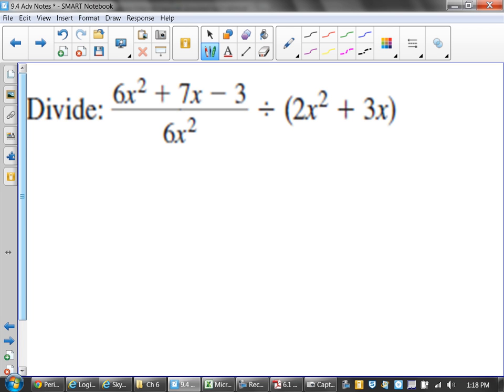Again, in this case, you have to remember how to factor stuff with leading coefficients not equal to 1.